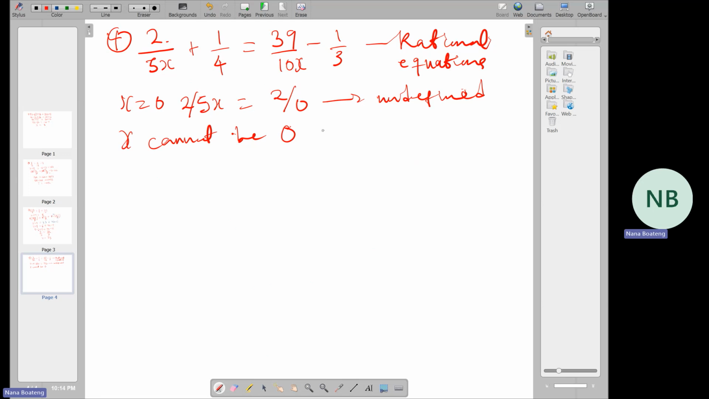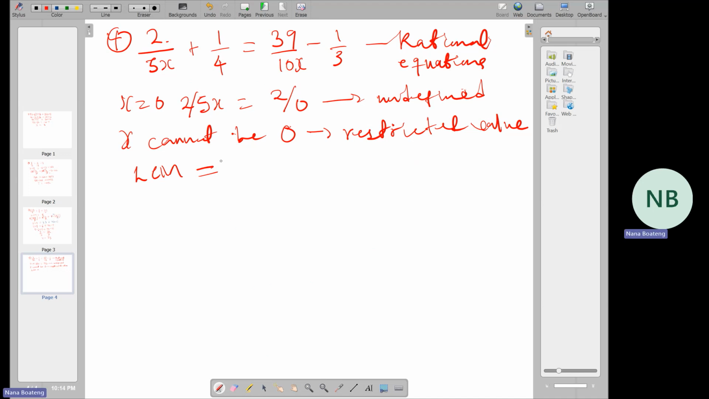So x cannot be 0, so 0 is a restricted value. The first thing that we have to note is the restricted values before we go ahead to solve. All right, so now we can proceed to solve. The next thing that we look out for is the LCM.